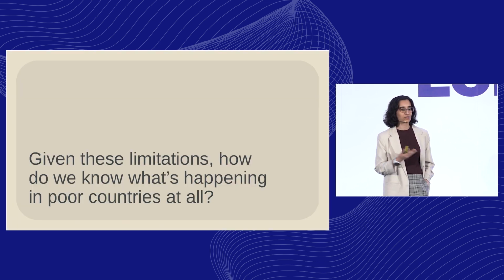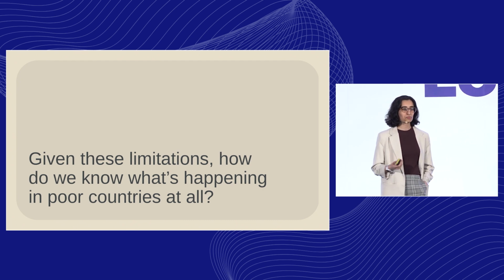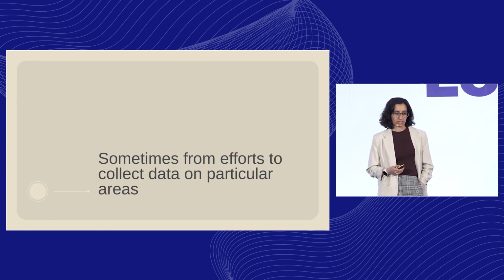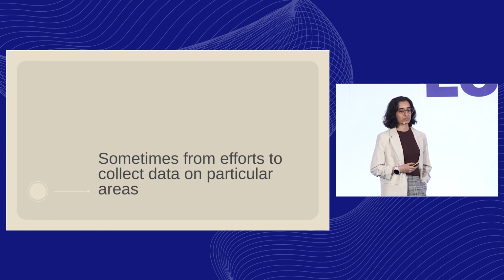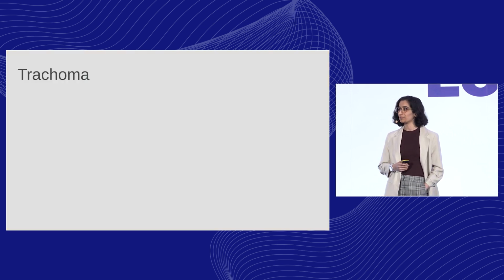So given all of these limitations and this lack of data, how do we even know what's happening in poor countries? Sometimes the answer is there are efforts to collect data on particular areas. One example is trachoma. Does anyone know what trachoma is? Maybe you could raise your hand.